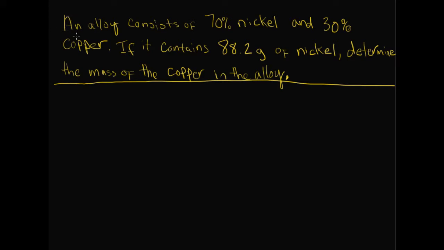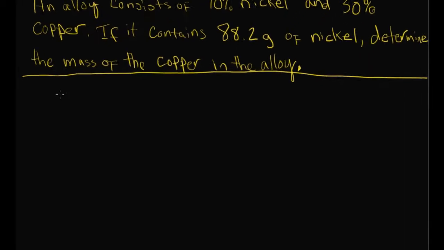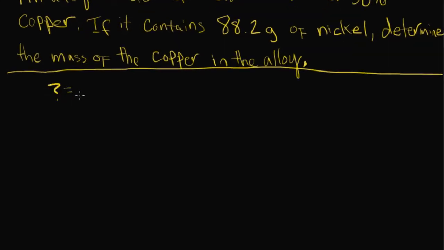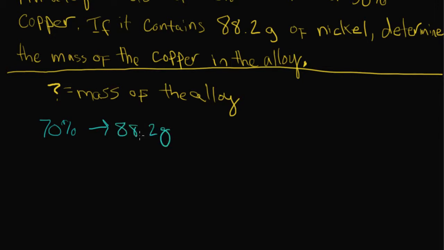We'll say an alloy consists of 70% nickel and 30% copper. If it contains 88.2 grams of nickel, determine the mass of the copper in the alloy. So we do not know what the mass of the alloy is. We do know that nickel takes up 70% of the alloy and has a mass of 88.2 grams. We don't know how much the total alloy is, but we know how much the nickel counterpart is.